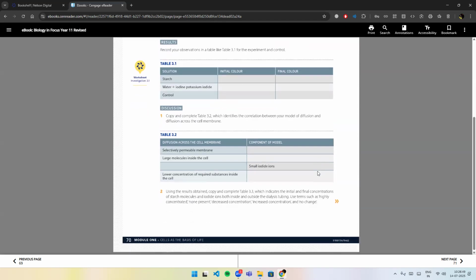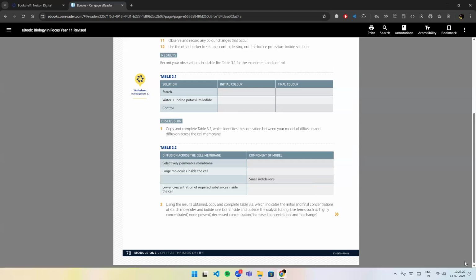Record your observations in a table like 3.1 for the experiment and control discussion. Copy and complete table 3.2, which identifies the correlation between your model of diffusion and diffusion across the cell membrane. Using the results obtained, copy and complete table 3.3, which indicates the initial and final concentrations of starch molecules and iodide ions both inside and outside the dialysis tube. Use terms such as highly concentrated, none present, decreased concentration, increased concentration, and no change.